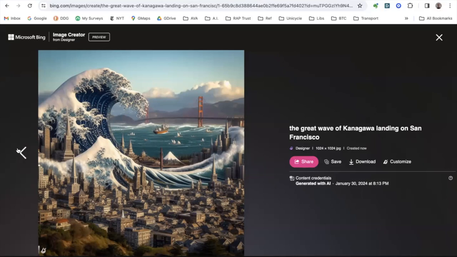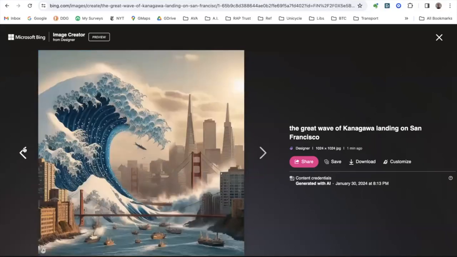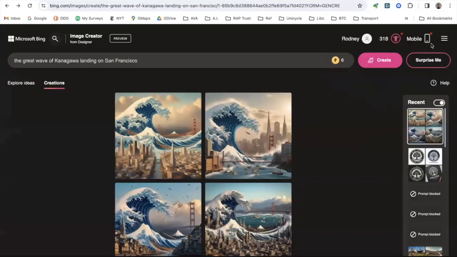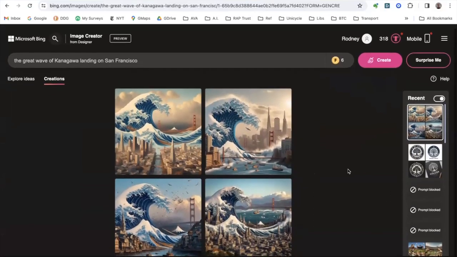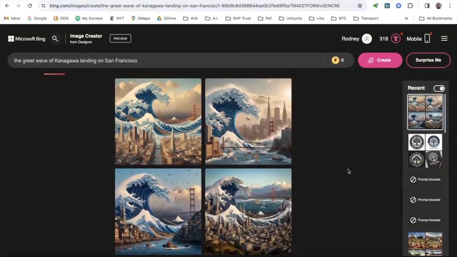It has multiple. So you can go through them one at a time, where you can see all four. Let me go back to this thing. You can see all four like that. That was a great prompt. No Sutro Tower. Well, I don't know if the Sutro Tower deserves to be a symbol or not. Let's put that in there, see if we can get the Sutro Tower too. We'll try it.